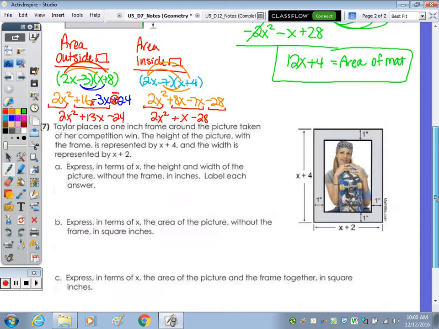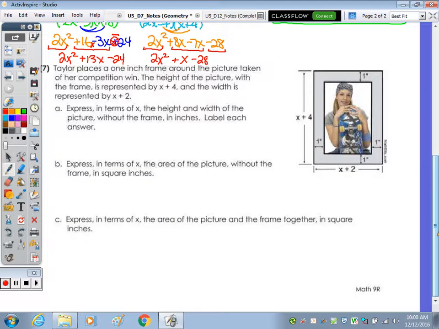And last one. Taylor places a 1-inch frame around the picture taken of her competition win. The height of the picture with the frame is represented by x plus 4, and the width is represented by x plus 2. Express in terms of x the height and width of the picture without the frame. In inches, label the answer. Okay? Express in terms of x means you're going to get an algebraic expression.